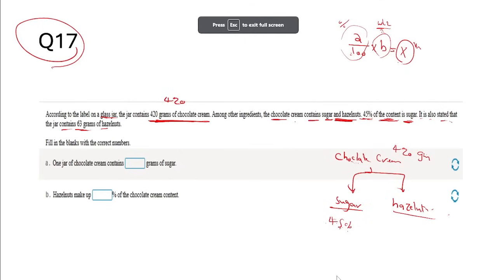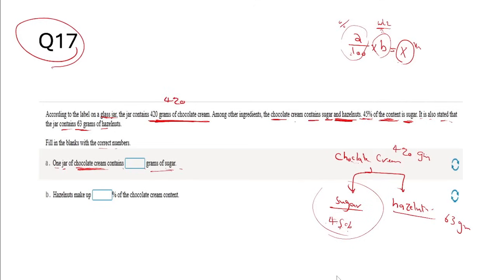And hazelnut is 63 grams. So of course you'll ask for this one. So let's see the question. Fill in the blanks with the correct numbers. 1 jar of chocolate cream contains blank grams of sugar.